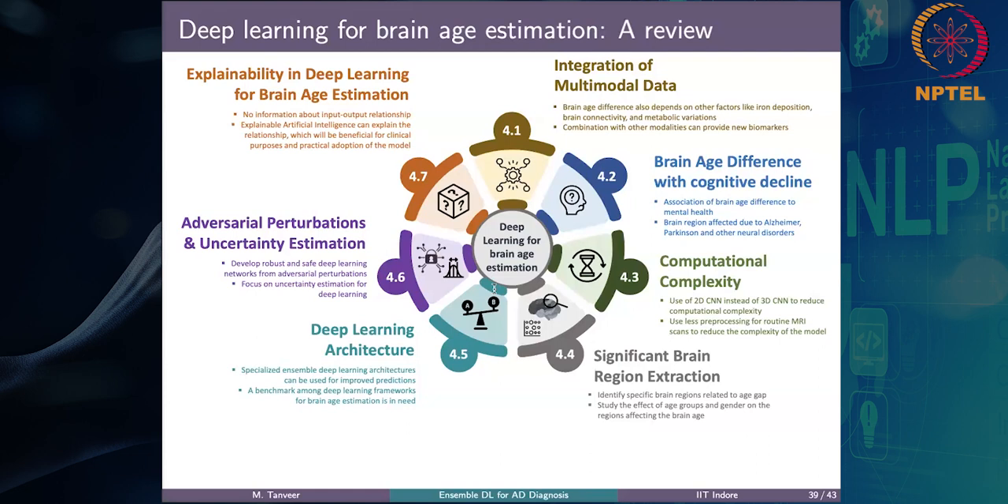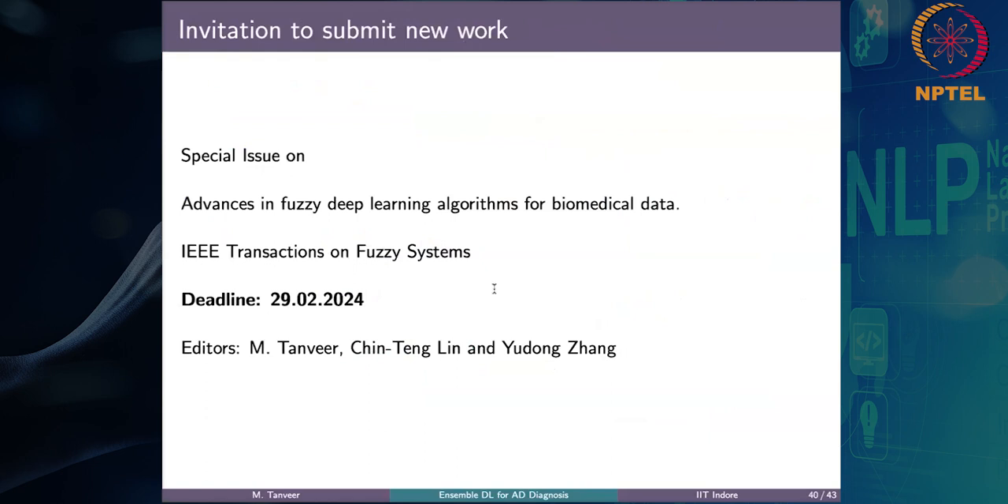The first literature I already discussed today is called Ensemble Deep Learning: A Review. It is available online in the journal Engineering Applications of Artificial Intelligence, an Elsevier journal. So please see this paper if you are interested to work on ensemble deep learning for Alzheimer's disease. Now I think I can take a few questions from the audience.